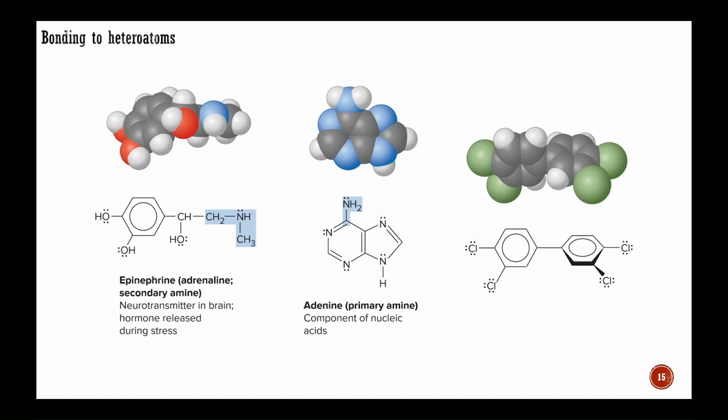Many organic compounds contain heteroatoms, atoms other than carbon or hydrogen. The most common heteroatoms are nitrogen and oxygen, but sulfur, phosphorus, and the halogens are also frequently found in organic molecules.